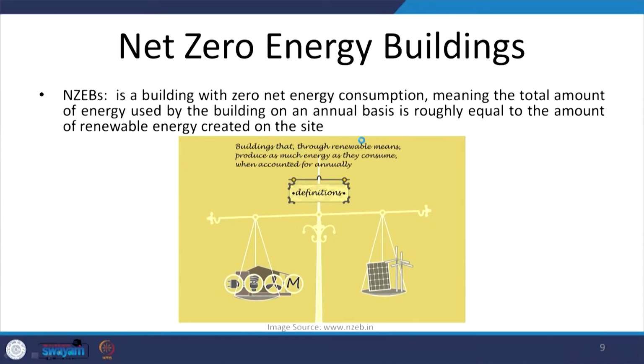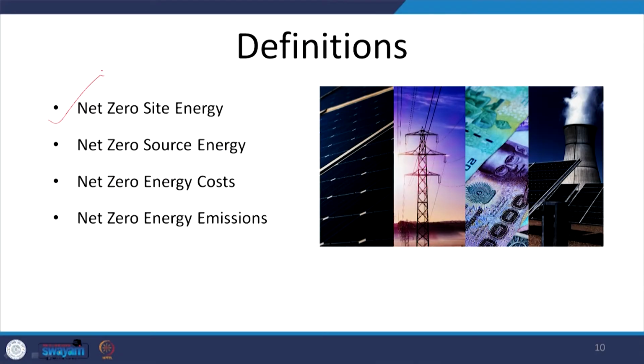Now, what is a net zero building? A net zero energy building is a building which has zero net energy consumption, which implies that whatever energy is going to be consumed in the building, the same amount of renewable energy will have to be created on site. So, we do not take any energy from outside the site, and all of it is created on the site itself. Now, there are multiple variations within this net zero energy building. So, we have a net zero site energy, we have a net zero source energy, we have a net zero energy cost, and we have net zero energy emissions. Let us quickly look at each of these definitions.